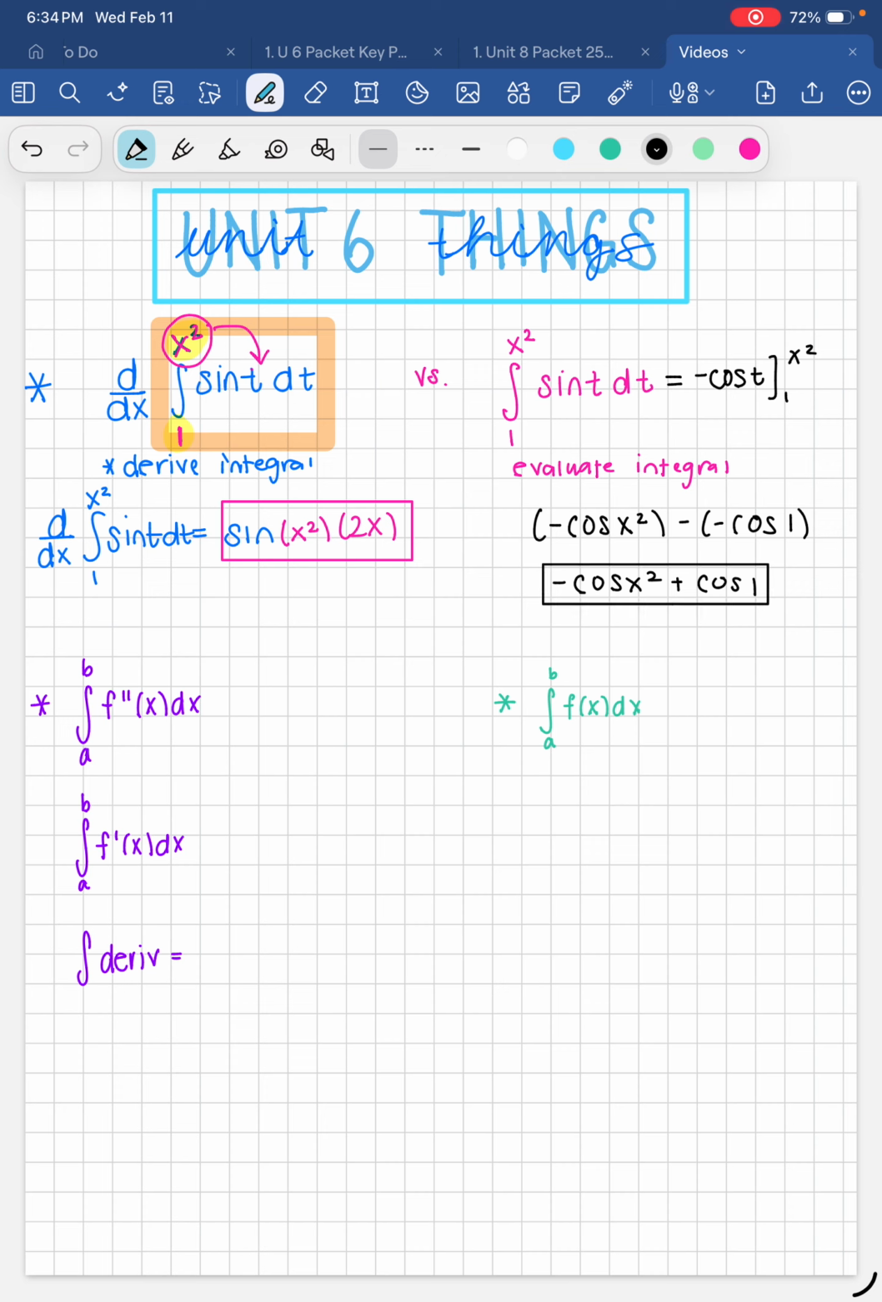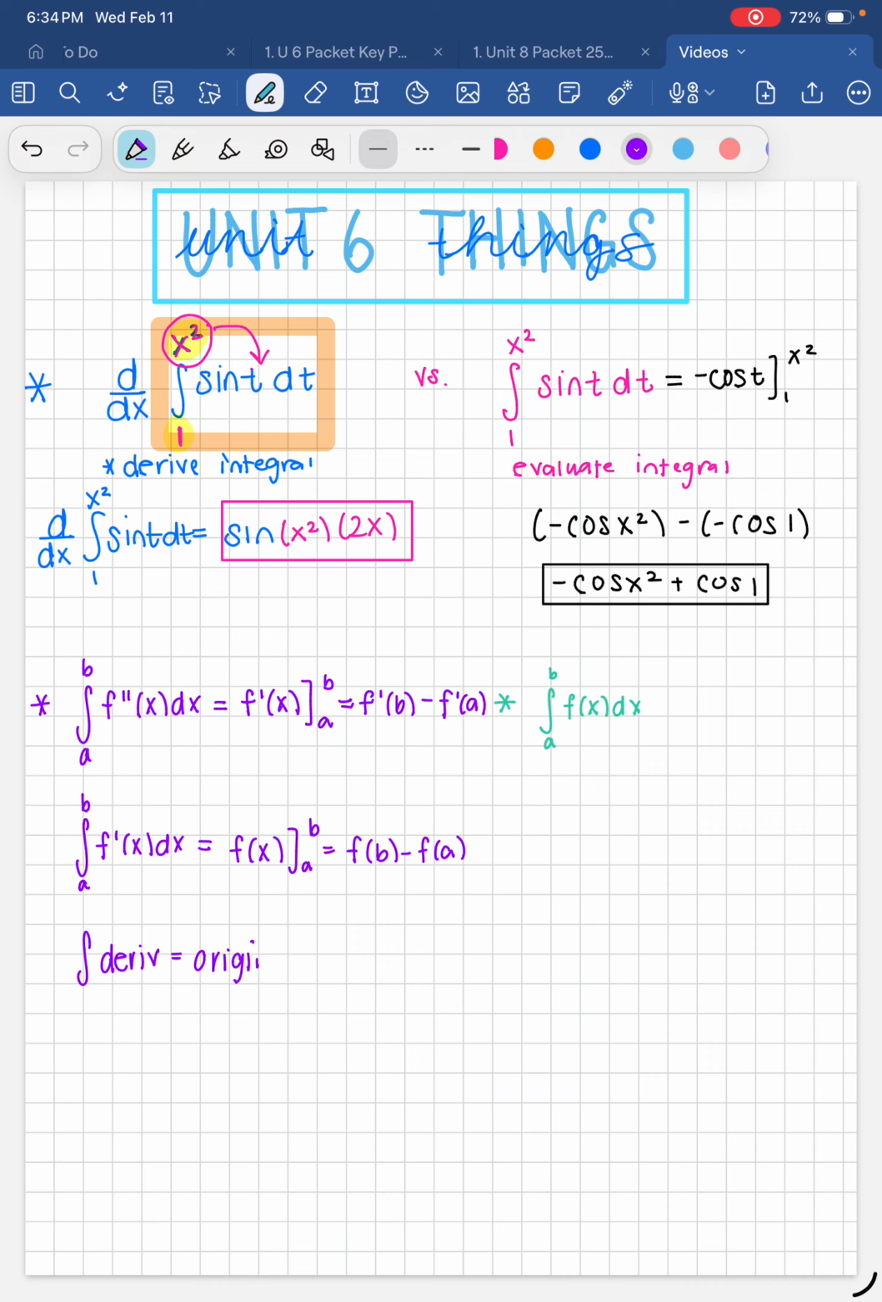Okay, next set of things you need to remember. Whenever you're anti-deriving, aka integrating, we are going backwards. I'm giving you the derivative. We're coming up with the function. So if I integrate the second derivative, we are getting back to the first derivative. Because I have a definite integral on my paper, we need to plug the bounds in. This is going to be f prime of b minus f prime of a. Next one, when I integrate the derivative, I'm going to get back to the function. That's going to be f of b minus f of a. So I need you to remember, we integrate the derivative, we're going to get back to the original.